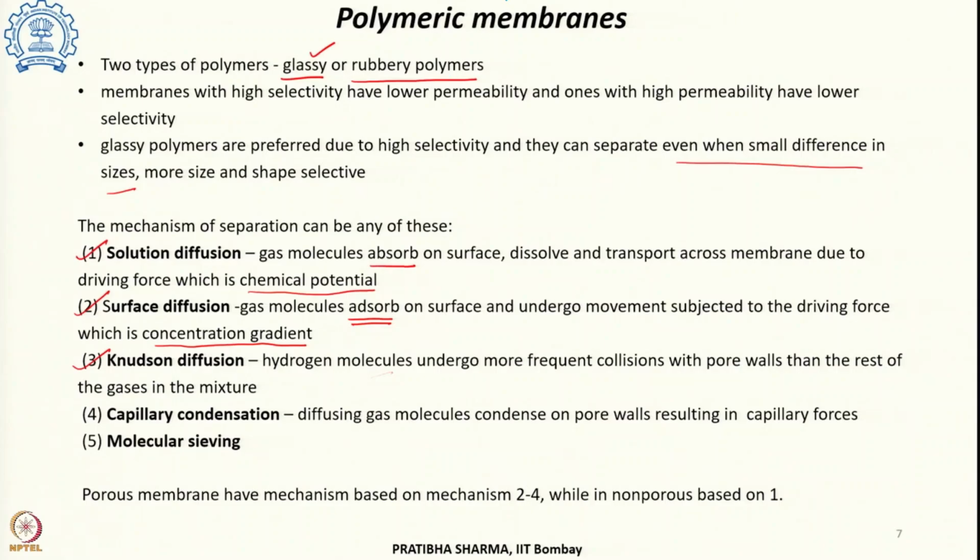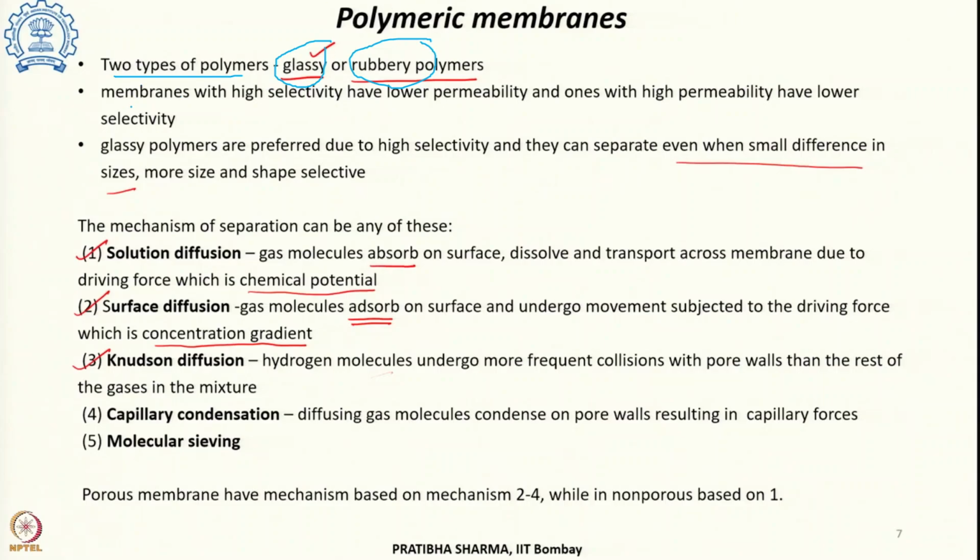You have to remember these things. There are two types of polymers. One is the glassy polymer, and the next one is the rubbery polymer. Glassy polymer means very hard, not soft. Soft means rubbery polymer. Rubbery is the soft rubber, very elastic rubber. This is the rubbery polymer and glassy polymer.